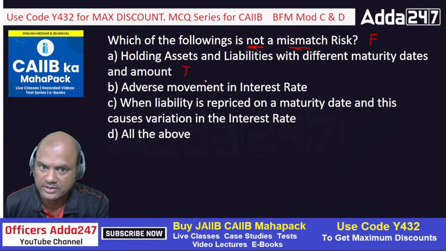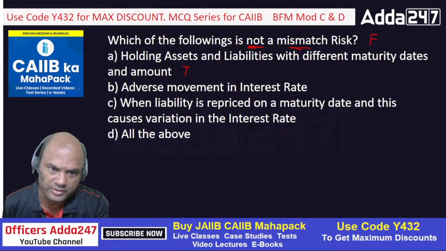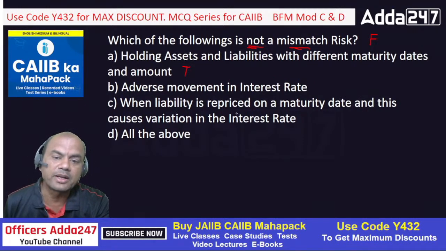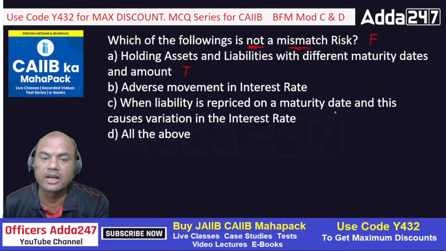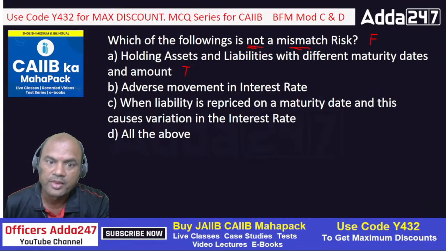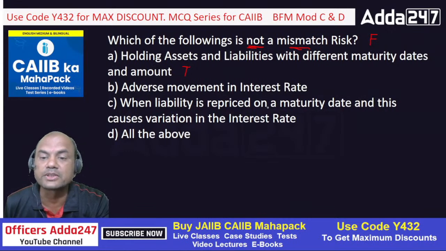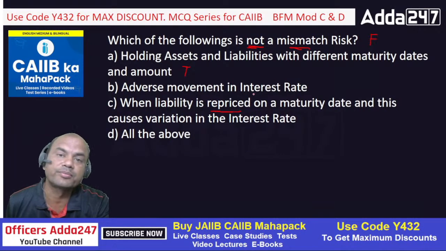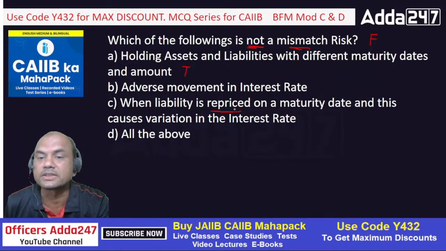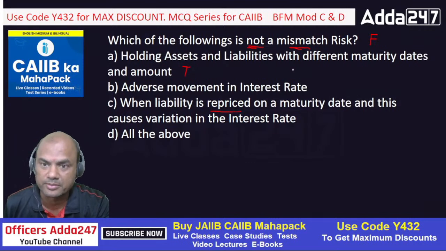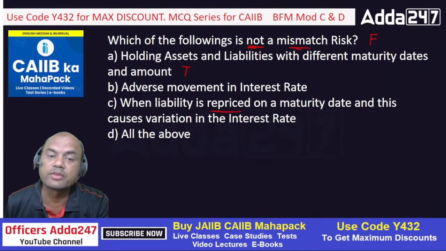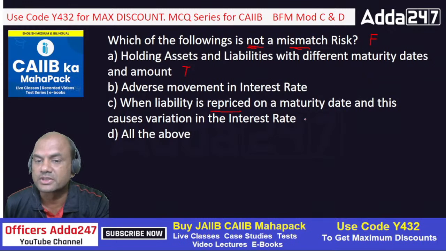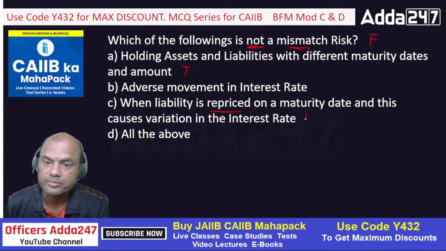Okay, I won't answer this right now. Let me get the answer from you. See, when the liability is repriced on the maturity date, this causes variation in the interest rates. So the liability is repriced on the maturity date. Repricing of this liability will definitely lead to what? It will definitely lead to a repricing mismatch, right? So C will definitely be the answer in this. C will also be true.